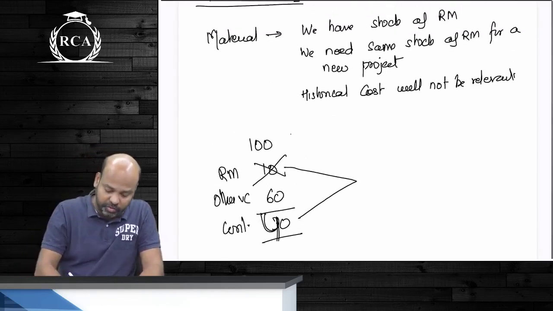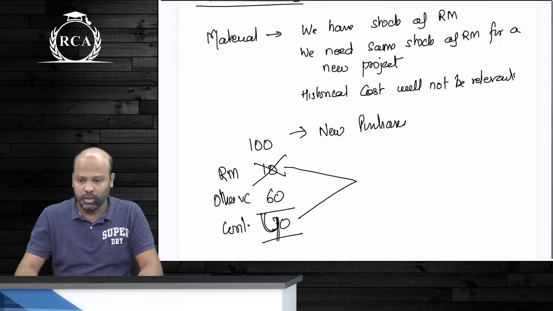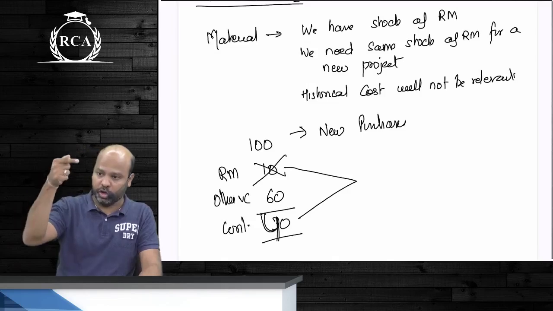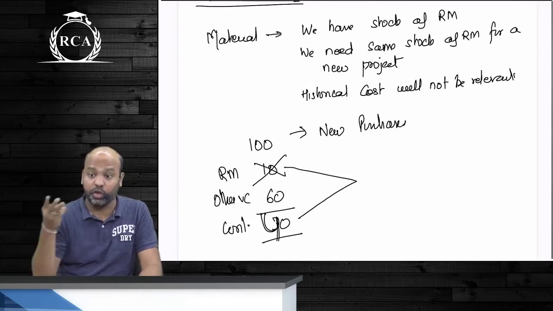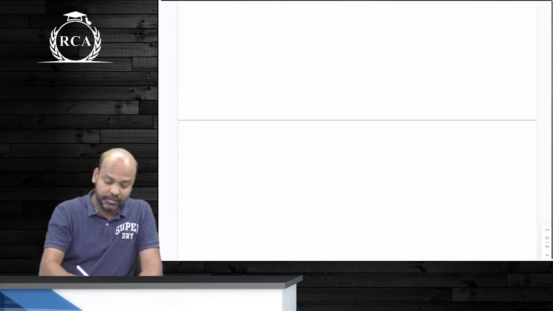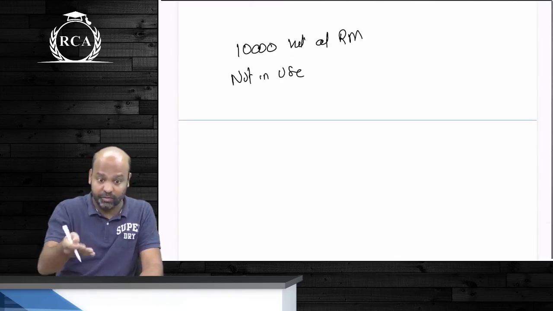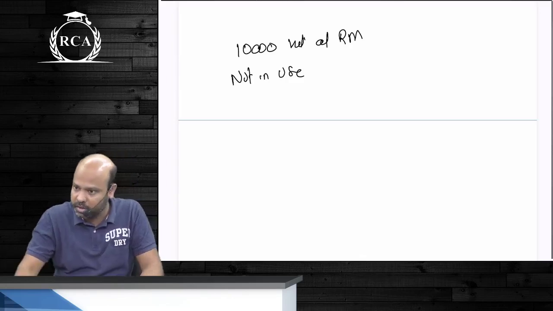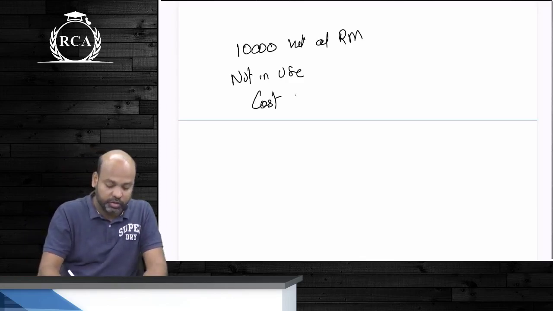What if, sir, you do not have stocks of material only and you have to make fresh purchases? Whatever is the market price, guys, will be relevant for decision making. What if, sir, you have stocks of material, they're not in use, and they are toxic materials which you have to dispose of by incurring a cost? I have 10,000 units of raw material, not in use. This is a toxic material. I cannot sell it. I will have to dispose it off by incurring a cost. I will have to spend money from my pocket to dispose of this material. Let us say, beta, that it is going to cost me 15,000 to dispose.